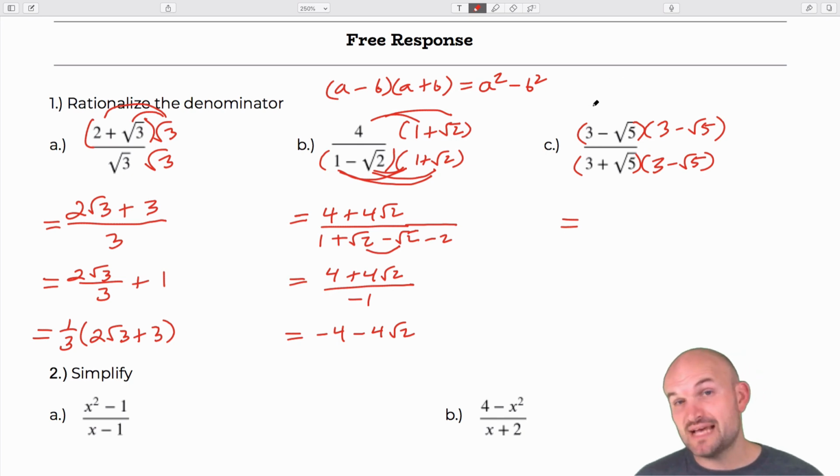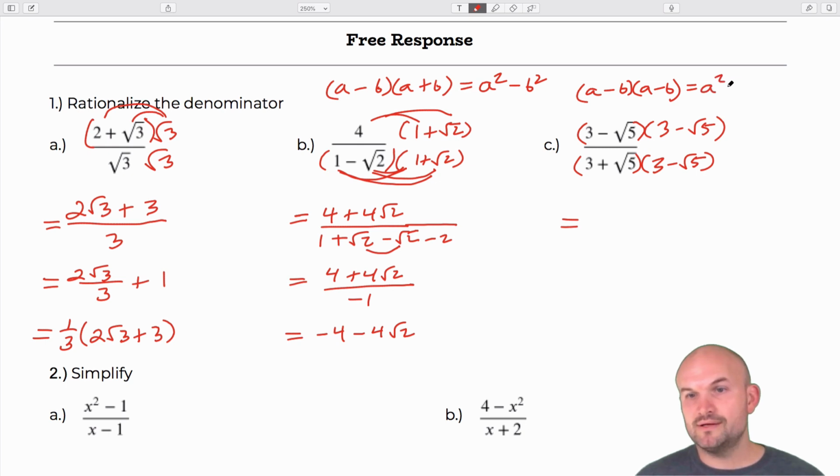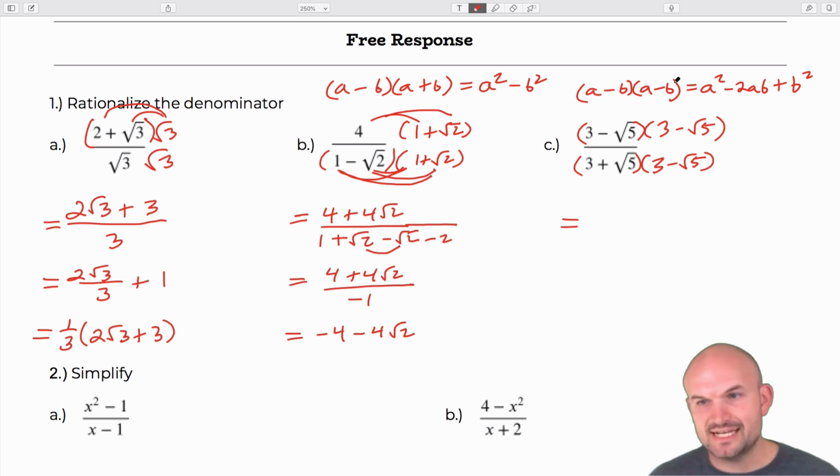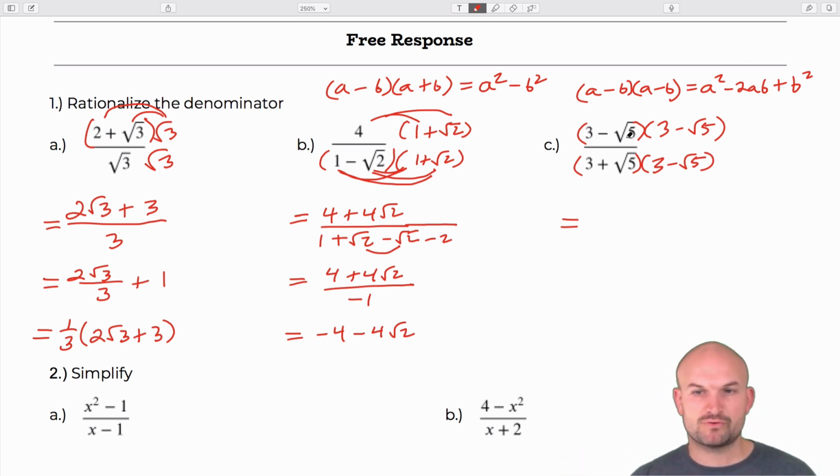So remember, that's going to produce a perfect square trinomial. If we had a minus b, really it's a minus b times a minus b, or a minus b squared, and that's going to give you a squared minus 2ab plus b squared. So if you can, that is just that factoring technique of a perfect square trinomial. So rather than doing all the factoring out, I know that this is going to give me a 9 minus 2 times 3, which would be 6, so that's going to be minus 6 times the square root of 5.